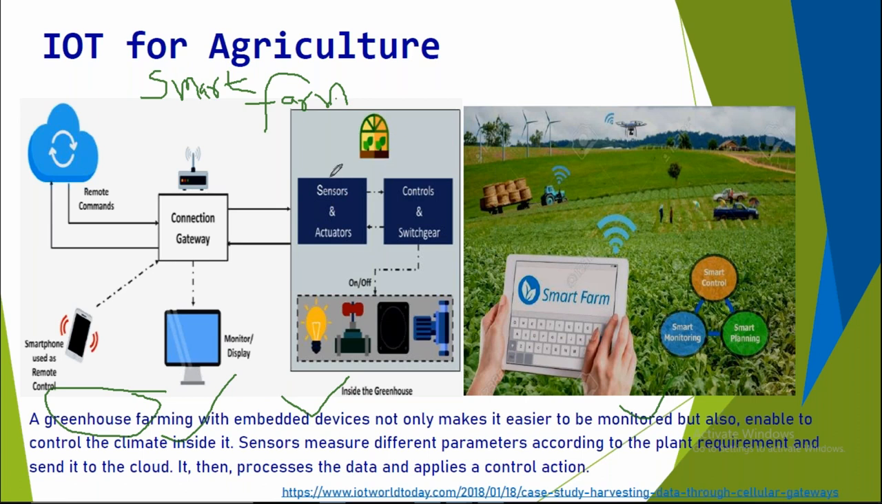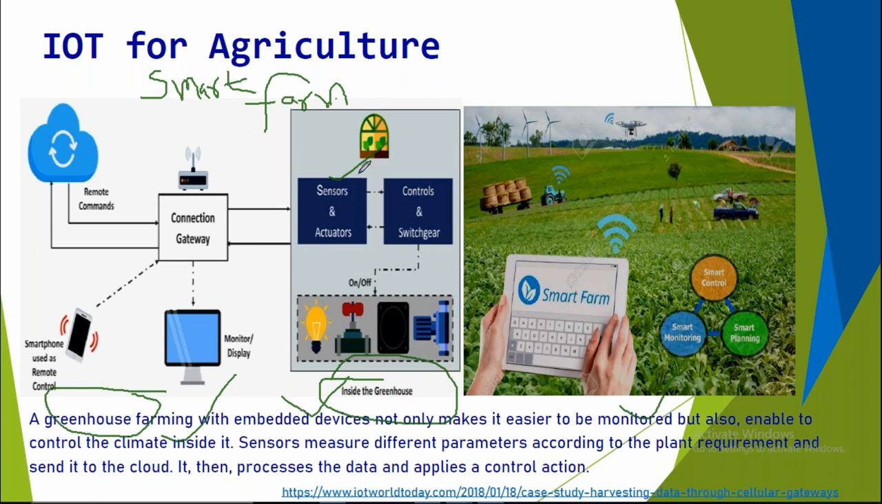So inside this greenhouse, various sensors and actuators like temperature, moisture, and humidity. These different types of sensors, with the help of controls and switchgear, turn on and off various devices, like lighting, cooling, plugging, or water pumping. So this is the setup inside the greenhouse farming.